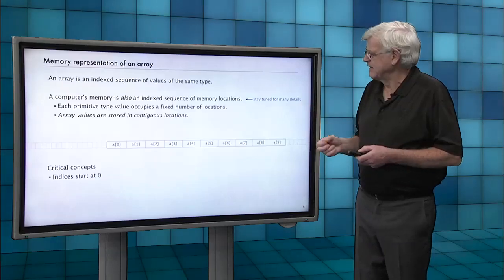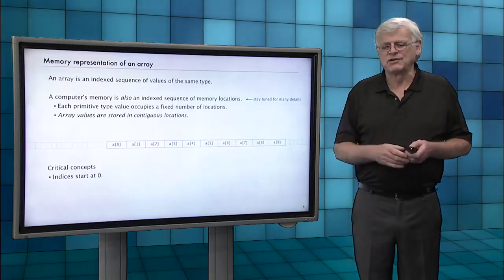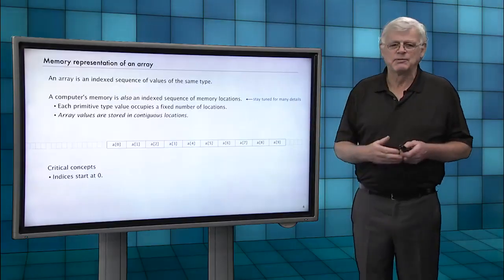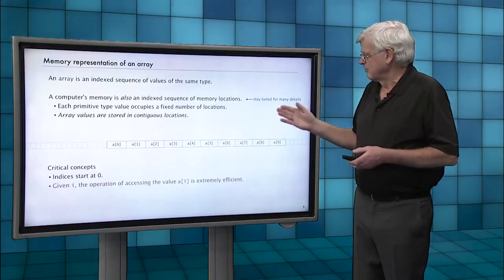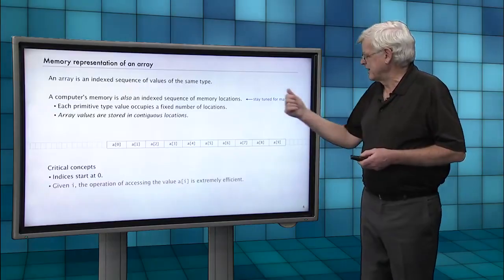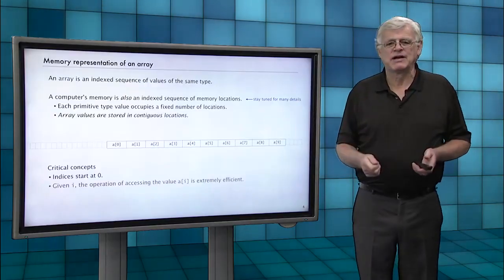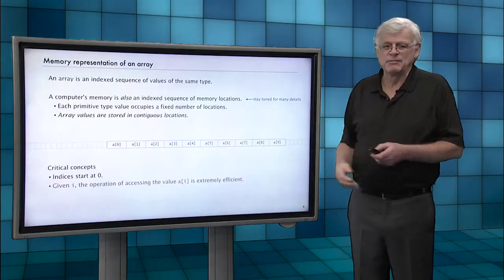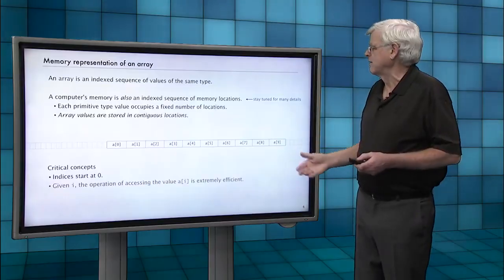The critical idea is, we start indices at 0, and that's just a convention that makes the computation a little bit easier. But the real critical concept is, if we have i, then we can quickly access the value a[i]. We just have to know how big the thing is, multiply by i, add it to the memory address of the beginning, and then we're there.